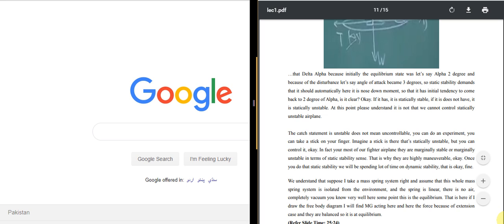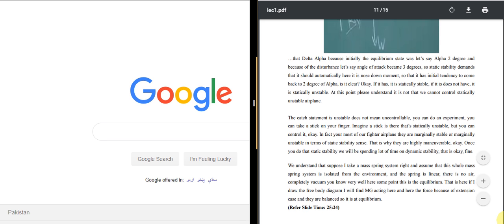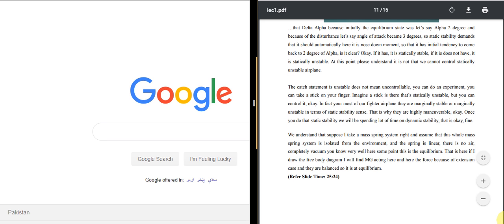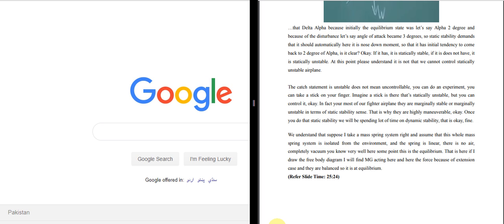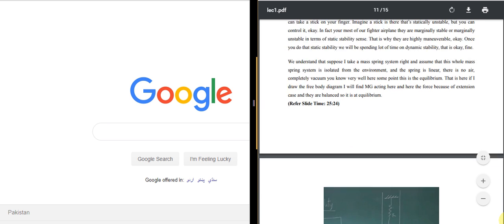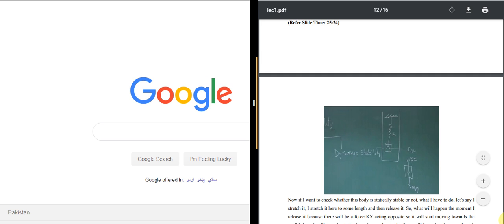Once we do static stability, we will be spending a lot of time on dynamic stability. Suppose I make a mass spring system, and assume that this whole mass spring system is isolated from the environment, and the spring is linear, there is no air. If I draw the free body diagram, I will find mg acting here, and the force because of extension balancing it, so it is at equilibrium. The mass is m, and K is the spring coefficient.